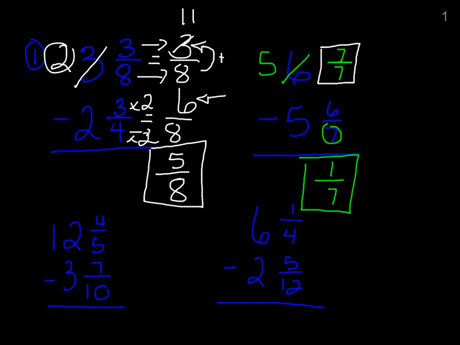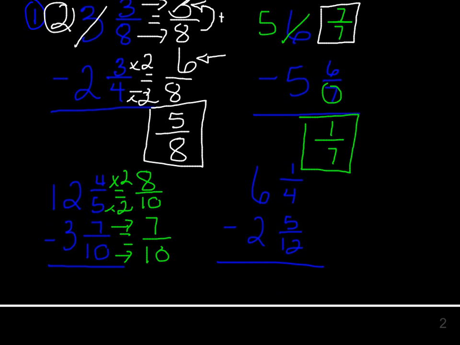Looking at this next one, again the first thing we need to do is come up with a common denominator, and 5 and 10 both go into 10, so I'll put 10 on the bottom. This doesn't change, so the 7 doesn't change. And then 5 times 2 is 10, so 4 times 2 is 8. And then we look at our numerators, and we can say 8 minus 7. We don't have to borrow from the 12 this time. So we just do 8 minus 7, which is 1/10. And then we can just do 12 minus 3, which is 9. And so the answer is 9 and 1/10.